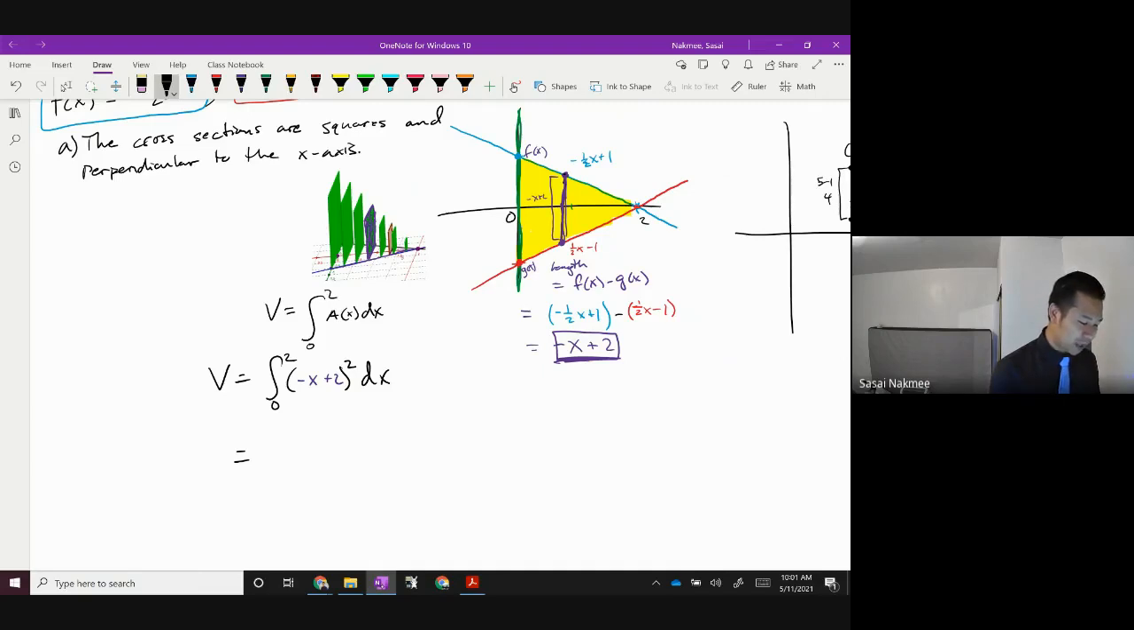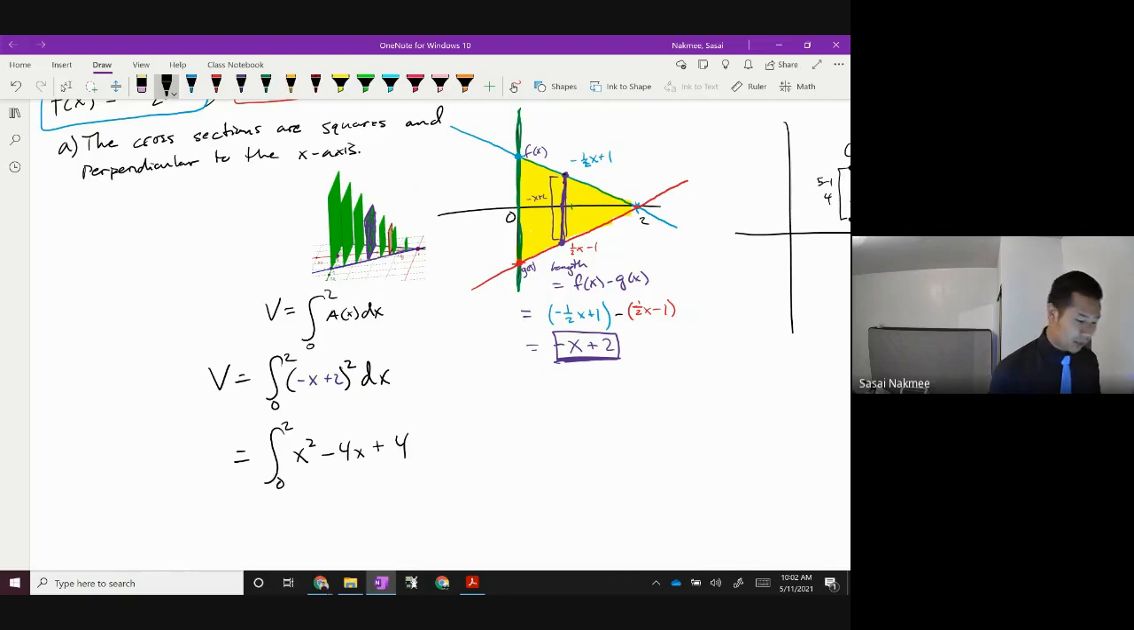So anyways, I'm going to FOIL this out. I like dealing with it FOILed out instead. So this is going to go from 0 to 2. This is going to give me x squared, negative 2x twice is going to give me negative 4x, and we have here a plus 4.